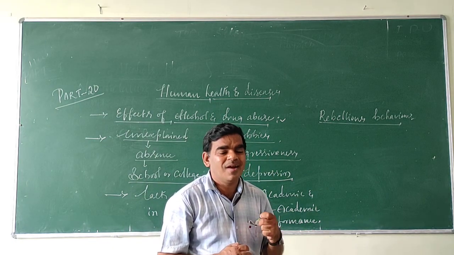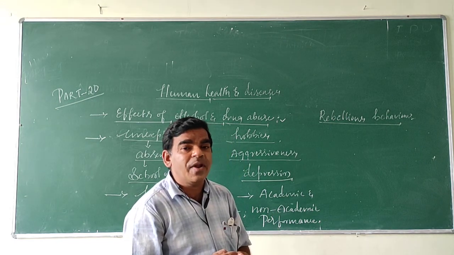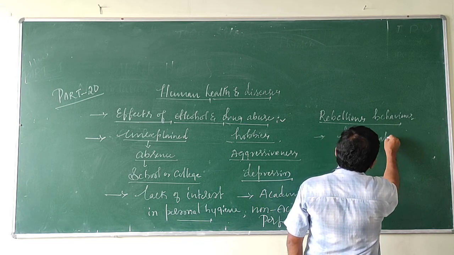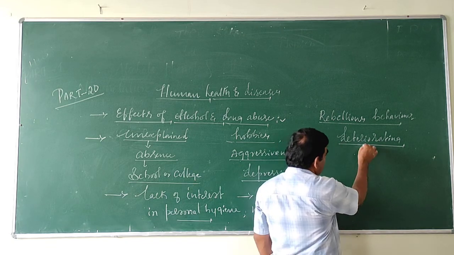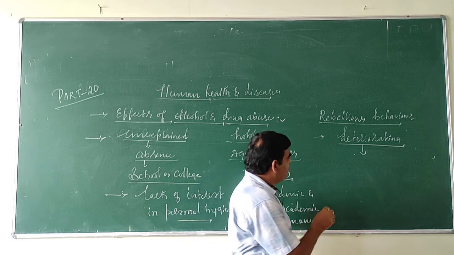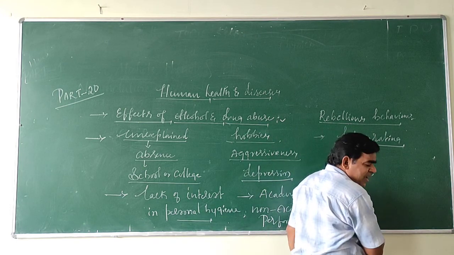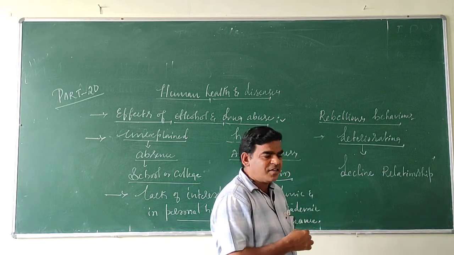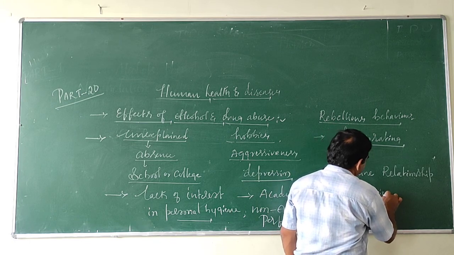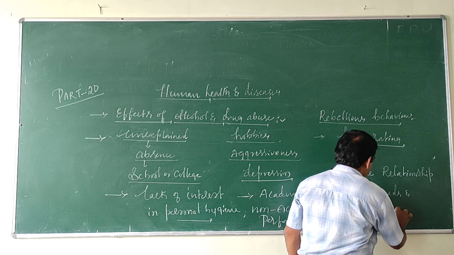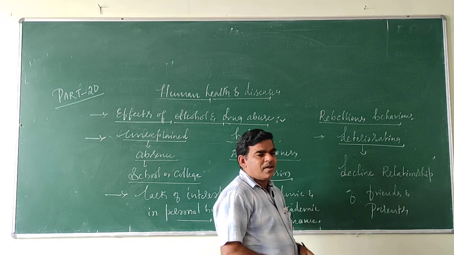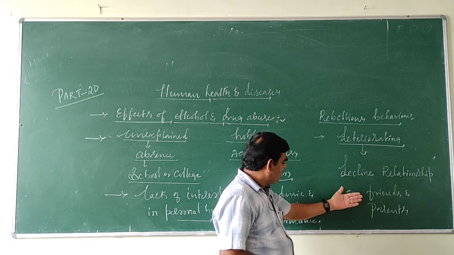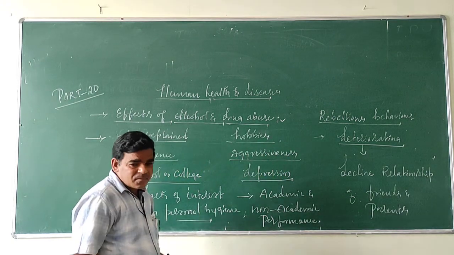And finally, the drug addict shows deteriorating behavior. Deteriorating means decline, or decrease in the relationship with friends and parents. So this is called deteriorating behavior. Decrease in the relationship with friends and parents. Clear?